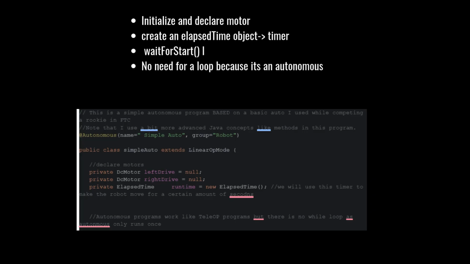To start, you declare and initialize your motors again, but this time we're going to do something else. We're going to create an ElapsedTime object, which is a timer, and we need this to track the amount of time the motor is going to move. And we do not need a loop. We just have a waitForStart block because this is autonomous and it only runs once.